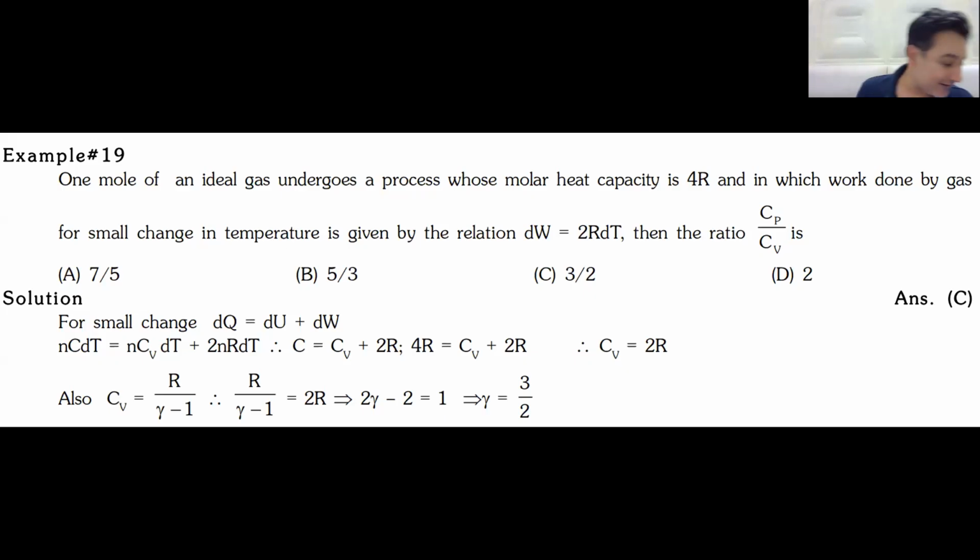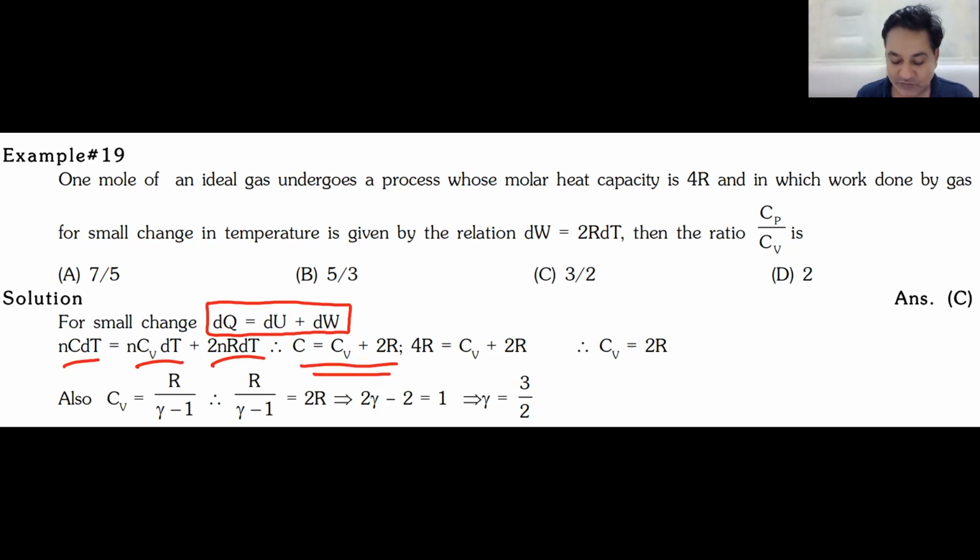3 by 2, and this time I must congratulate you that your answer is correct. And I guess your process is correct as well. dQ is dU plus dW. We all know this, yes or no? nC dT is nCv dT plus 2nR. And then getting cancelled, you get C is equal to Cv plus 2R. This is given as 4R. This straight away gives me the value of Cv. Once I get the value of Cv, rest is history. This is the exact way you have done this, yes or no?